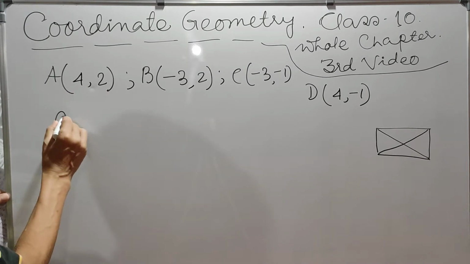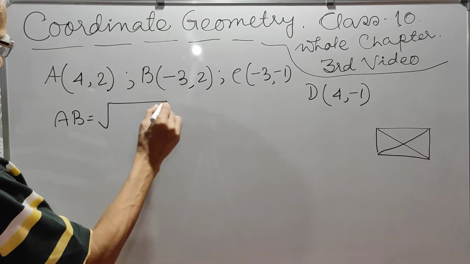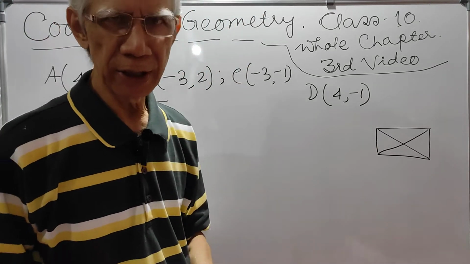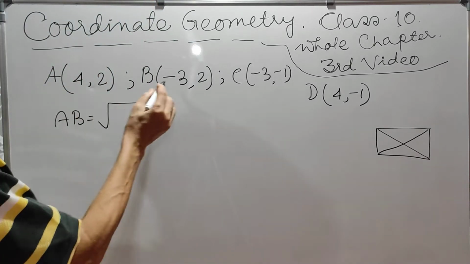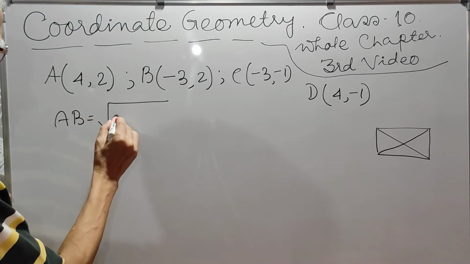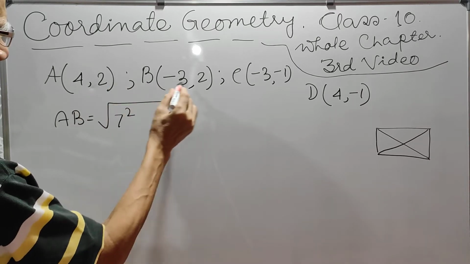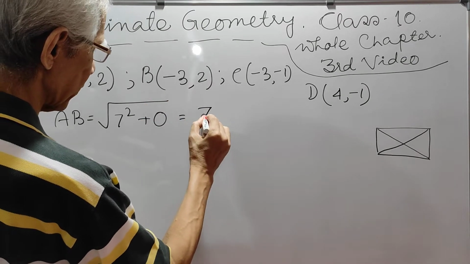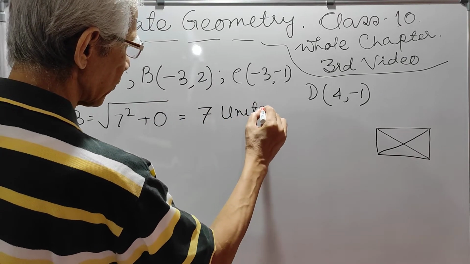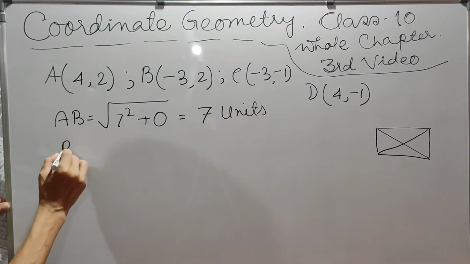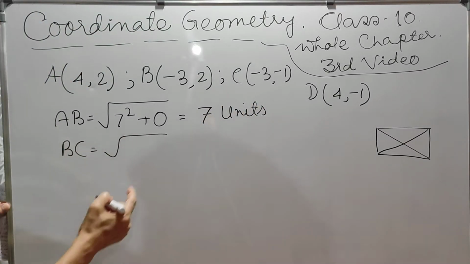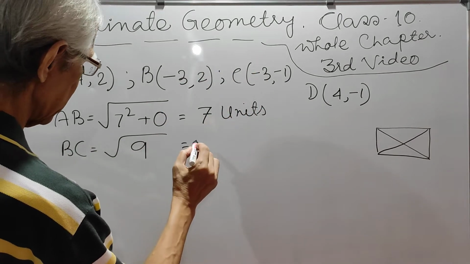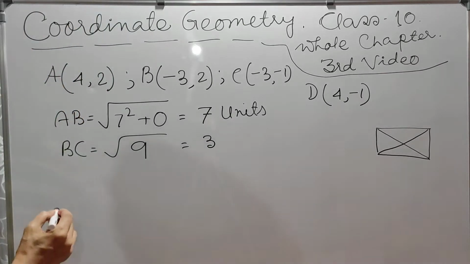First of all, AB. Using the distance formula you can find it. Let us do it quickly because you are already well acquainted with that formula. AB is the square root of 7 squared plus 0, that is 49, so 7 units. So AB is 7 units. Then BC: the -3 cancels, 2 plus 1 is 3, so 9 under the root. That means 3 units.